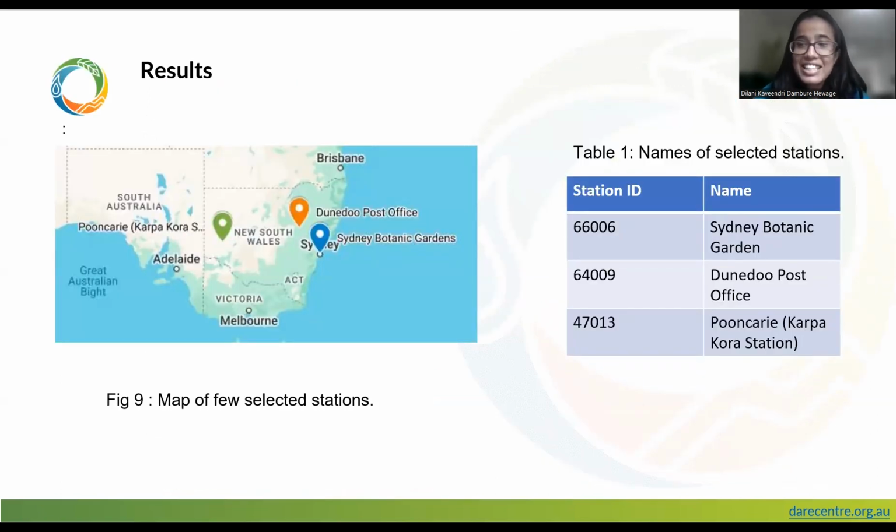To do some further analysis, we selected some individual stations near the coast, inland, and far away from the coast. For near coast, we chose Sydney Botanic Gardens, and for inland, we chose Dunedin. And for far away from the coast, we used Pooncarie Station.